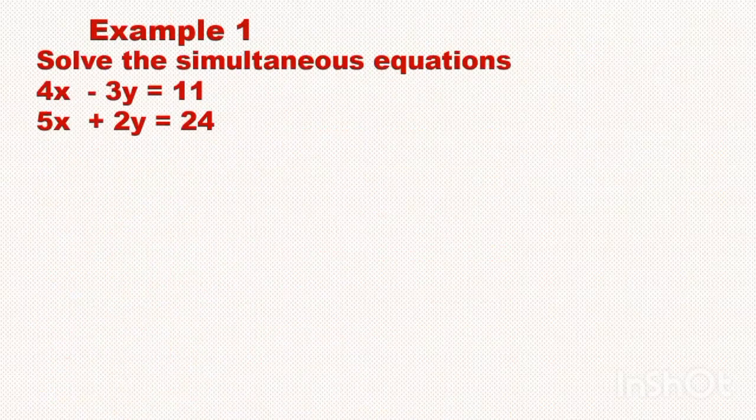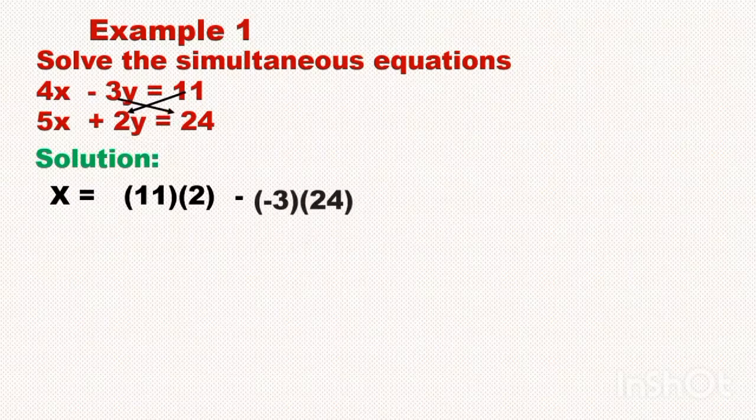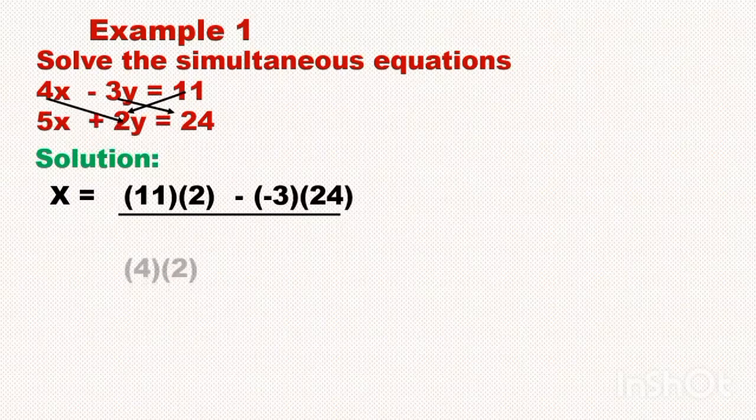Let's solve some problems. Solve the simultaneous equations 4x minus 3y equal to 11, 5x plus 2y equal to 14. Now x, we're going to multiply 11 by 2, minus multiply minus 3 by 14. Then over, we now multiply 4 by 2, minus, we now multiply 5 by minus 3.